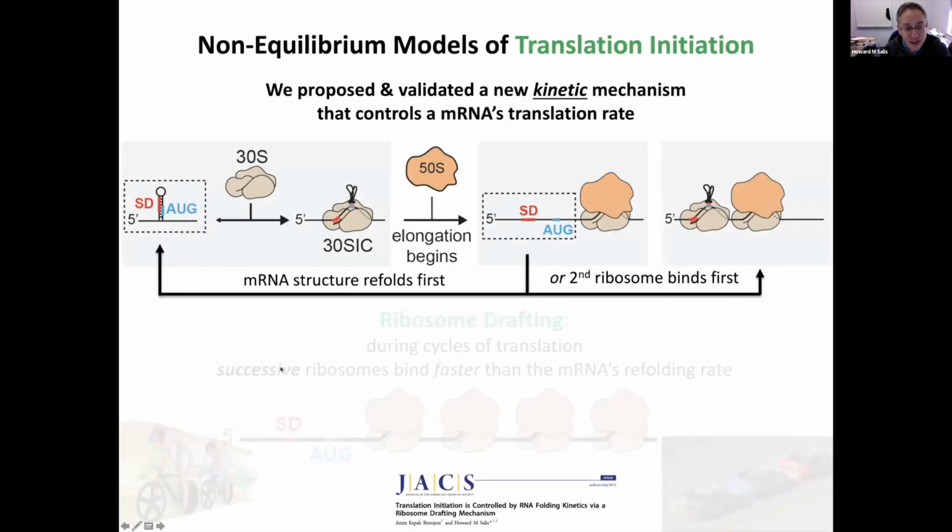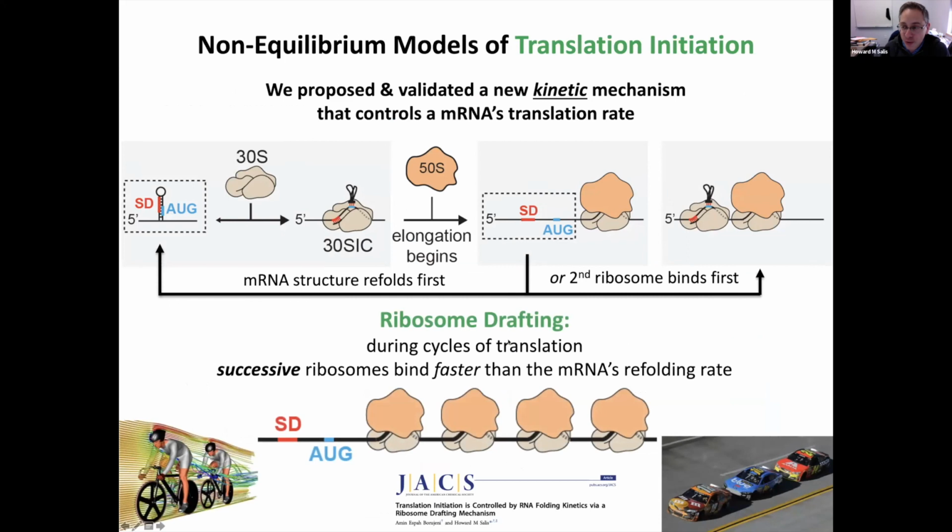And so we proposed a model, a non-equilibrium model of translation initiation called ribosome drafting, whereby you can have a scenario where the ribosome binds to a messenger RNA before it folds into a structure. And if that takes place, then a second ribosome can bind to that same messenger RNA right after the first ribosome, and thereby prevent that messenger RNA from ever folding into its structure.